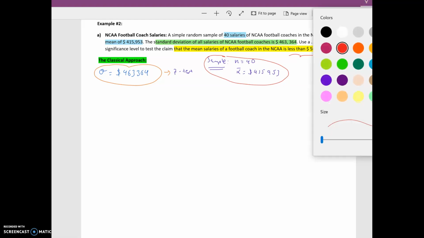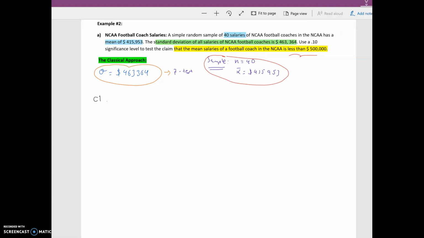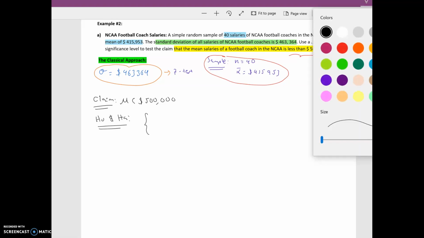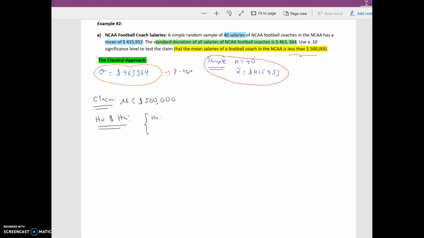So let me start with the claim. In this case, our claim is that mu is less than 500,000. Now H0 and HA. Technically we can rewrite it in the following format. The value of H0: mu is equal to 500,000, and then HA: mu is less than 500,000.